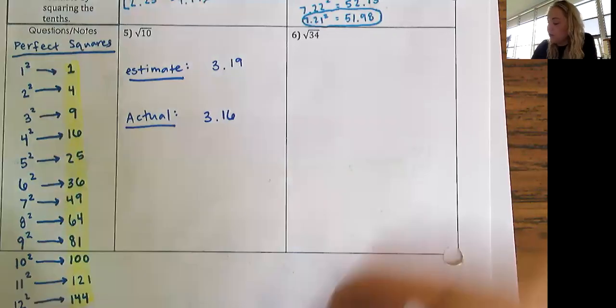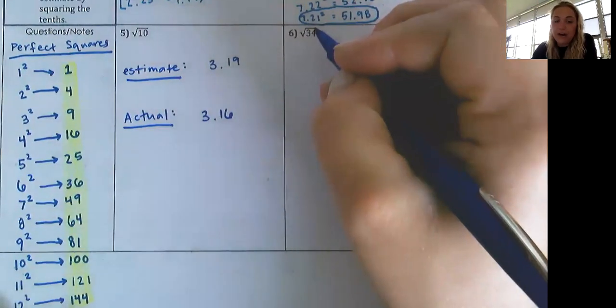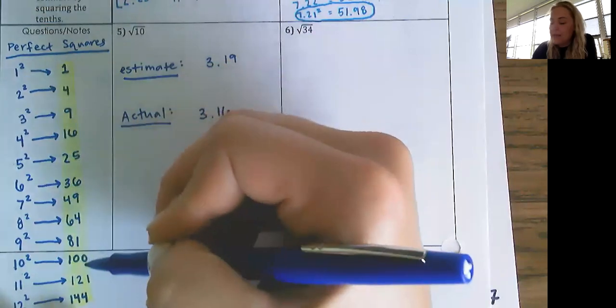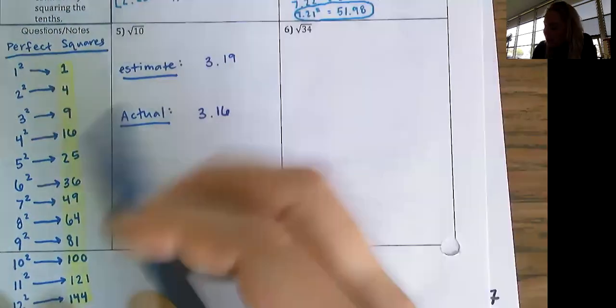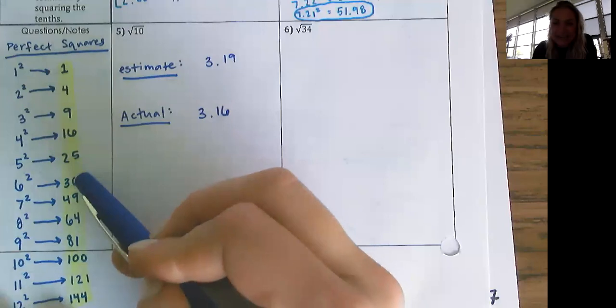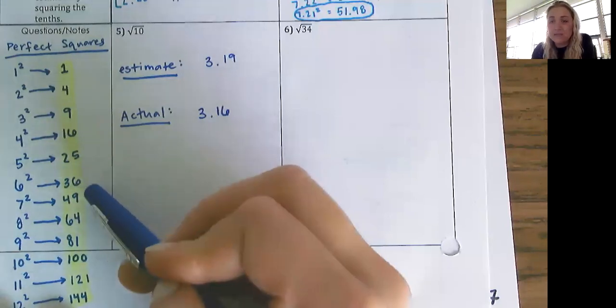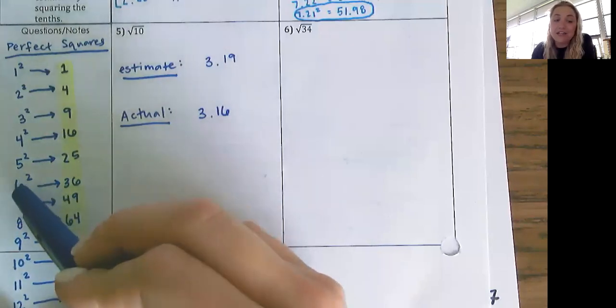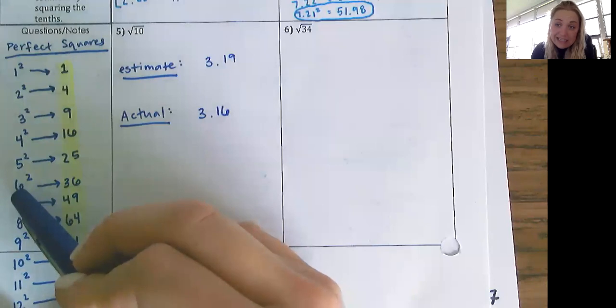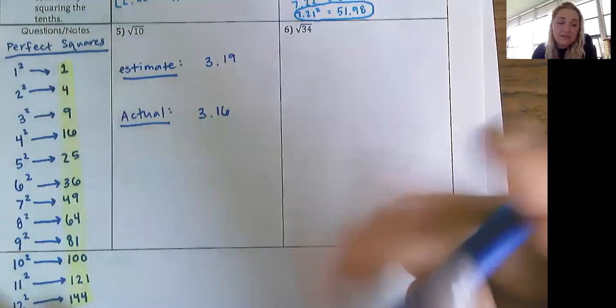So 34 square root. Find where the perfect square would fall in this lineup. Now I know 34 is between the numbers 25 and 36. Which one is it closer to? 36 for sure. It's just a little bit below 36. So that means my answer is going to be just a little bit below 6. Let's do our estimate.